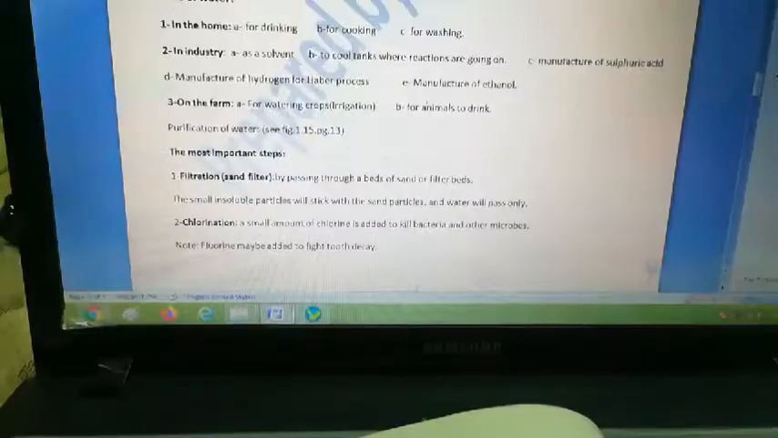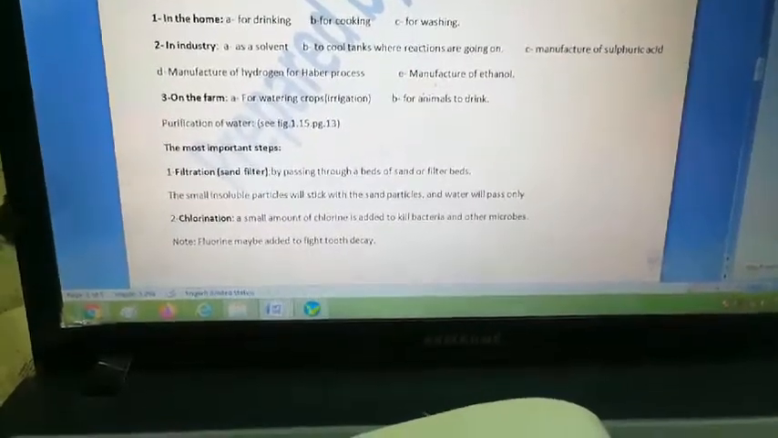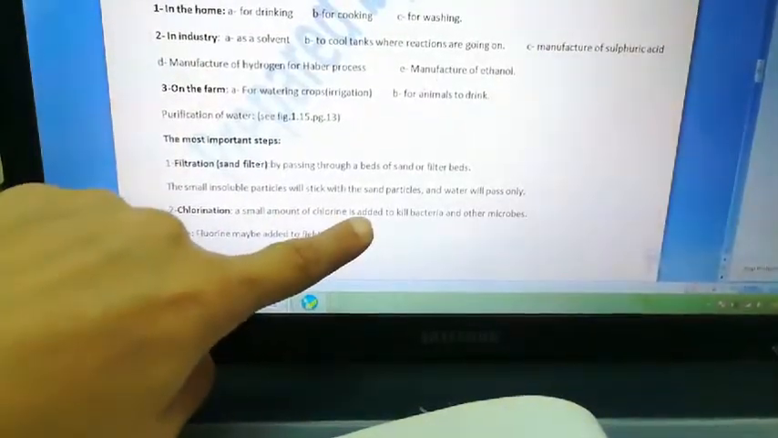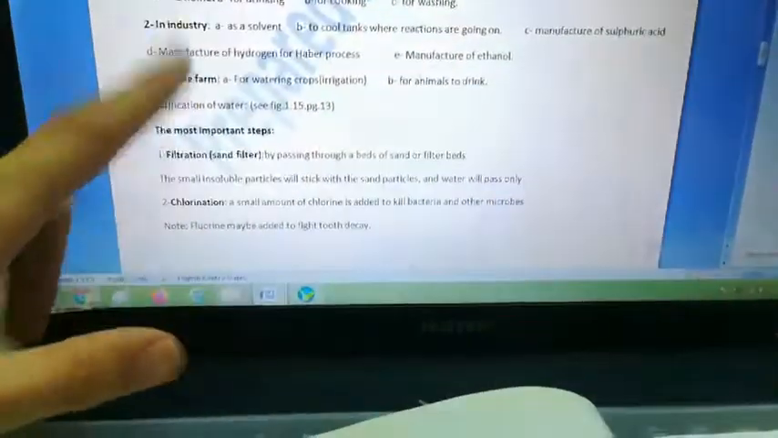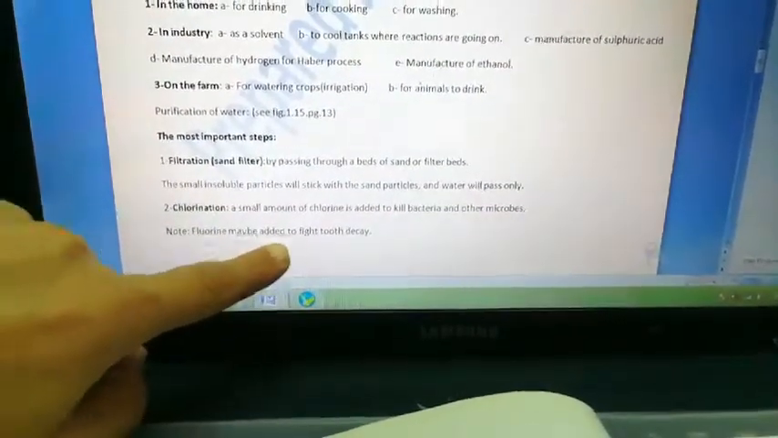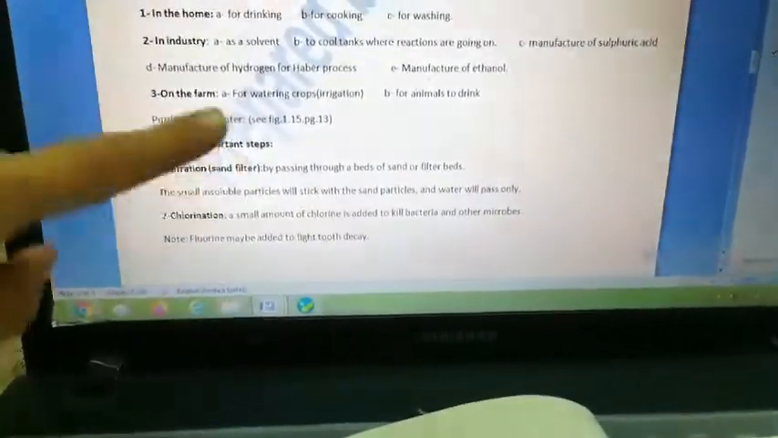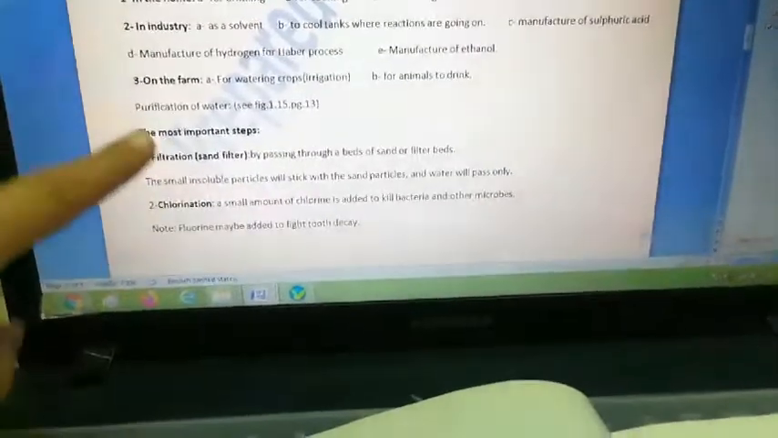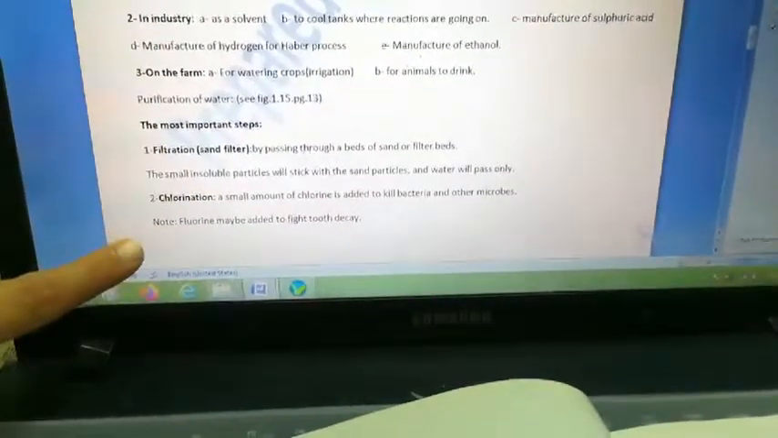So the second step that you must memorize is chlorination, which is adding a small amount of chlorine gas to kill bacteria and germs. Here also fluorine may be added to fight tooth decay. So the main steps that you must memorize from this whole story are 2 steps: filtration and chlorination, the definition and the purpose of each one.